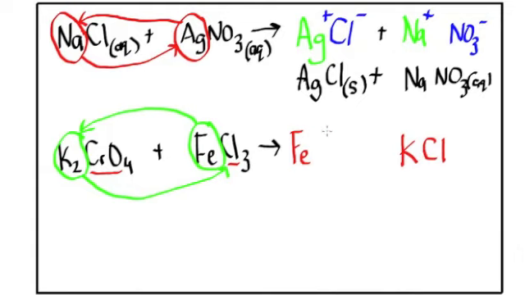Same thing with the iron. My CrO4 right here is now with iron. And so these numbers only go with that particular formula. They don't transfer over. So some of you got behind the 8 ball because you wrote K2 here, because you thought that group had to go together.